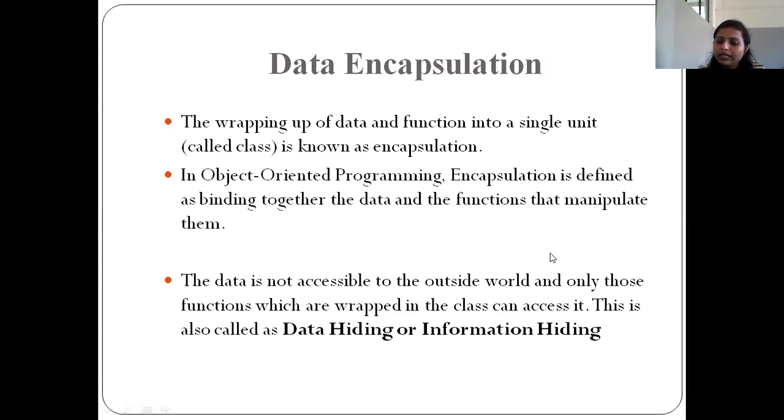Hi everyone. In the previous class, we studied two basic concepts of OOP. One is object, the second one is class. Next we will study data encapsulation. What do you mean by data encapsulation?